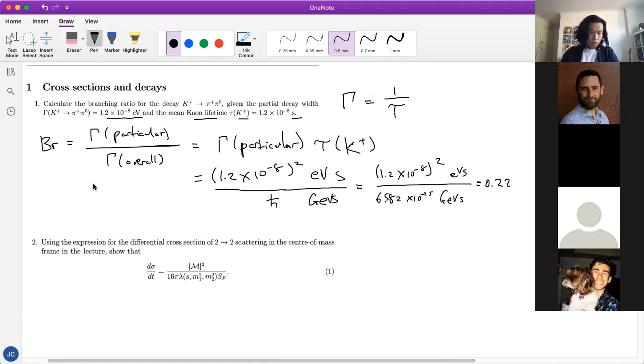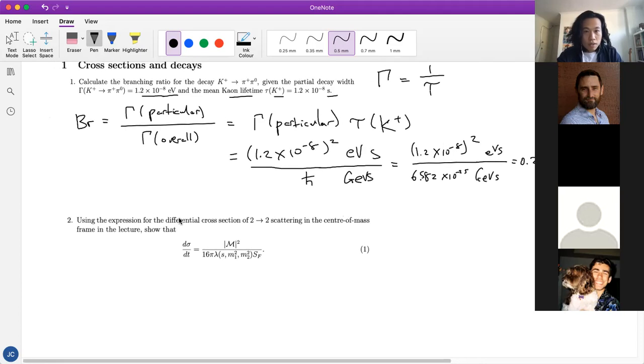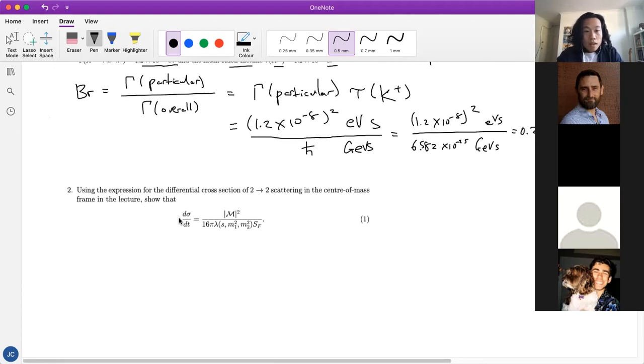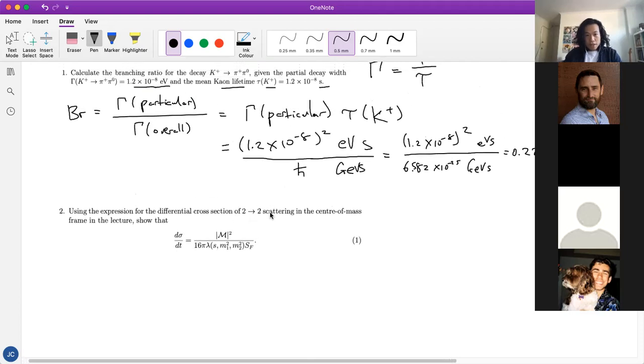All right, maybe we actually could get everything done today. All right, let's just go on with question 2 then. That was an easy one for decay. Using the expression for the differential cross-section of 2 to 2 scattering in the center of mass frame from the lecture, show that dsigma/dt is equal to this thing.